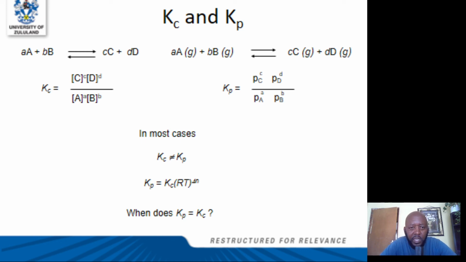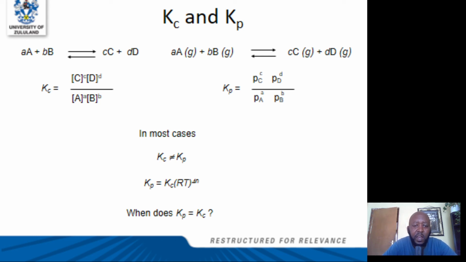There is also a relationship between the value of Kc as well as the value of Kp. These two, in most cases, are not equal. So if you have Kc, you can calculate Kp, and even if you have Kp, you can also calculate Kc. The equation is given as Kp equals Kc(RT) raised to Δn. In most cases, you will be given the value of Kc or the value of Kp.